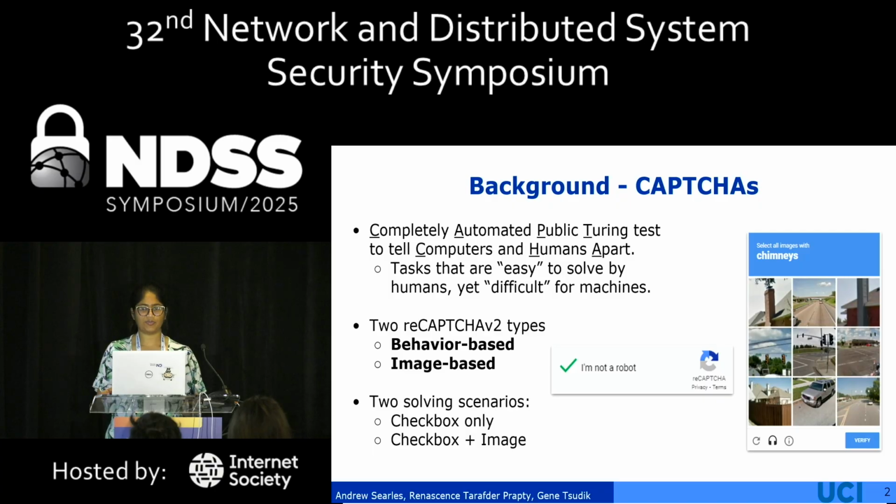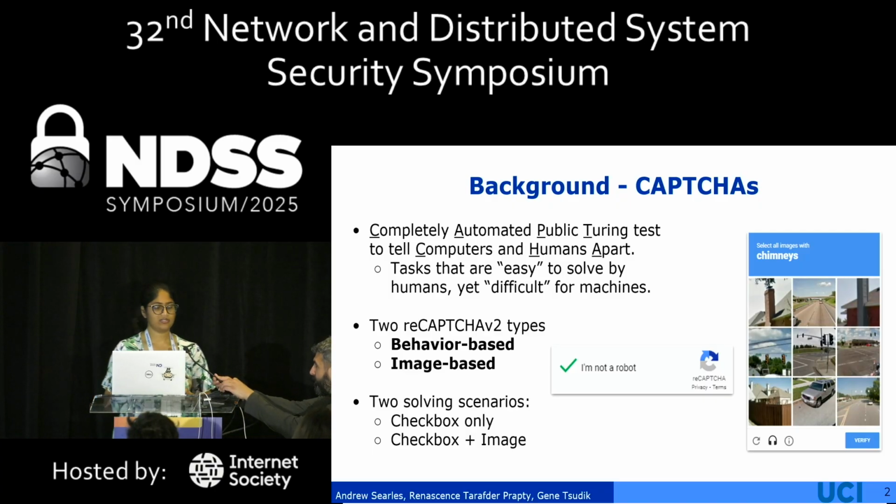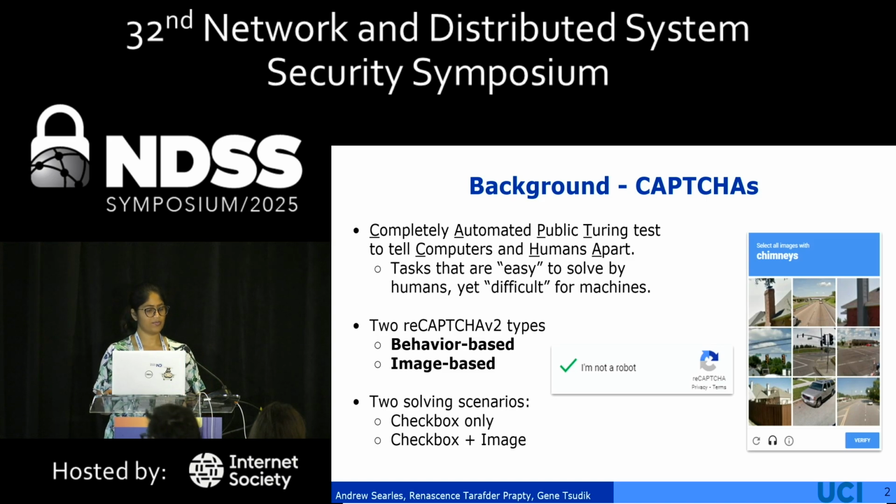So what is CAPTCHA? CAPTCHA is a completely automated public Turing test to tell computers and humans apart. CAPTCHAs are supposed to be easy for humans, but difficult for machines. And reCAPTCHA is the most prominent CAPTCHA provider. It provides two types of CAPTCHAs, behavior-based or checkbox CAPTCHA and image-based CAPTCHA.